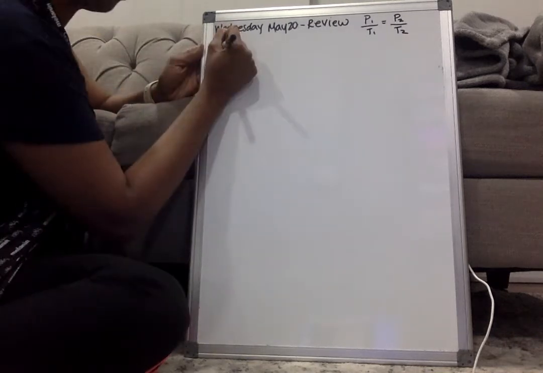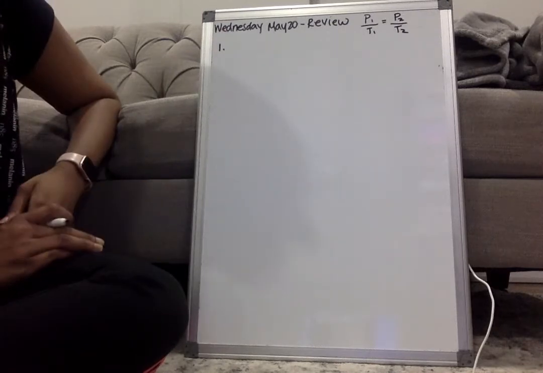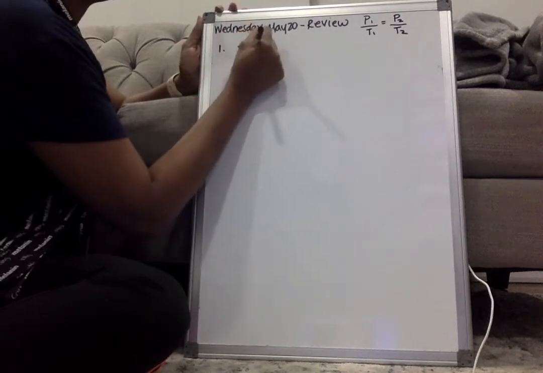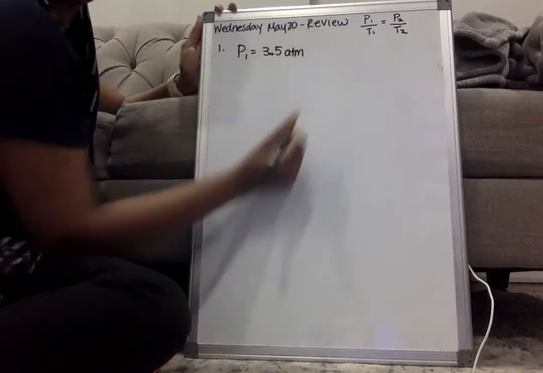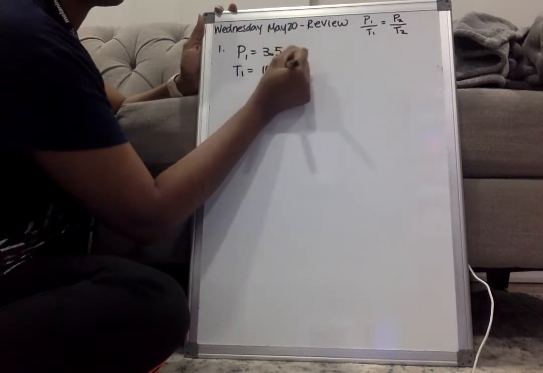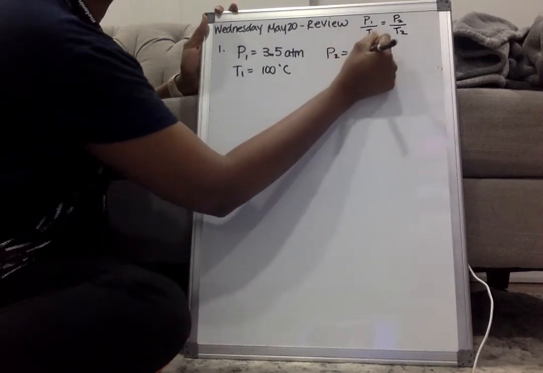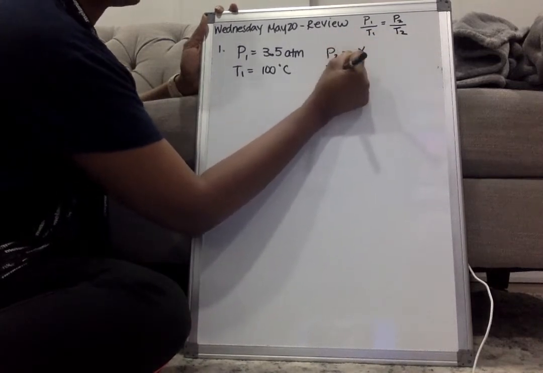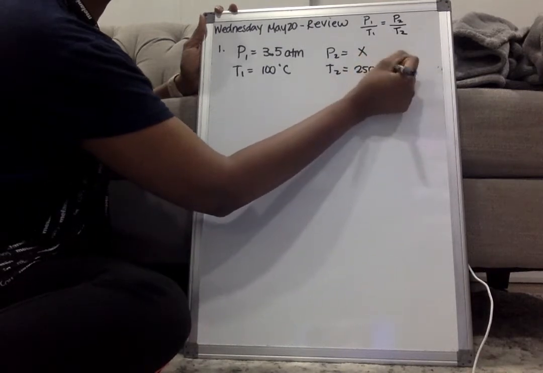Number 1: if the pressure of a gas at constant volume is 3.5 atmospheres at 100 degrees Celsius, what would the pressure be? We don't know what the pressure would be if the temperature is changed to 250 degrees Celsius.